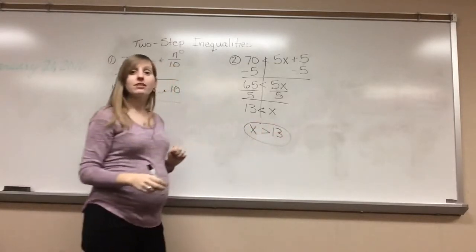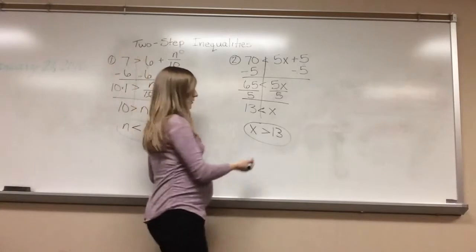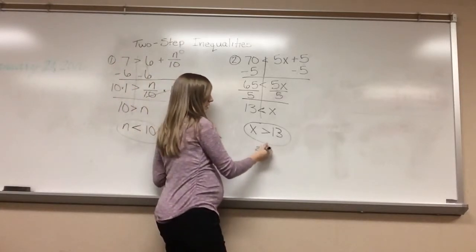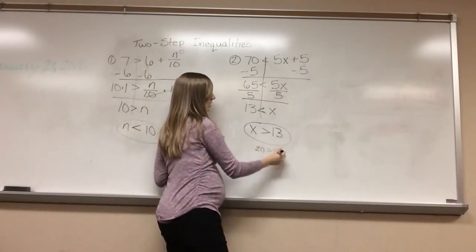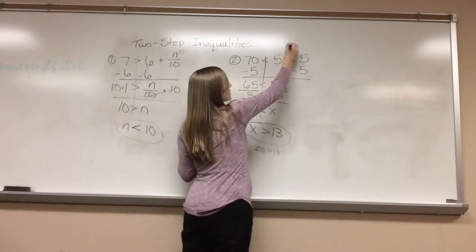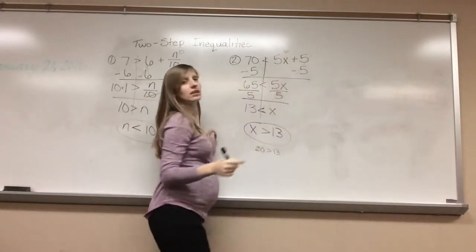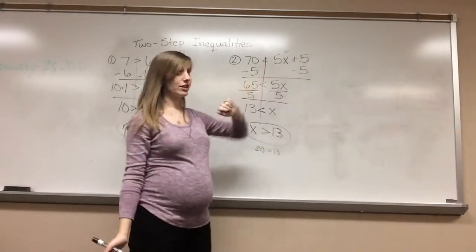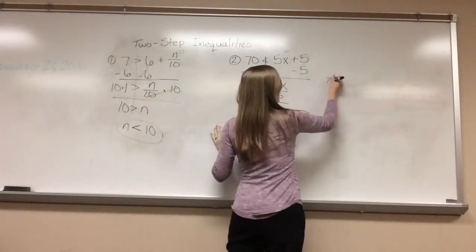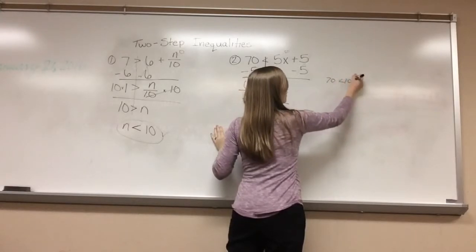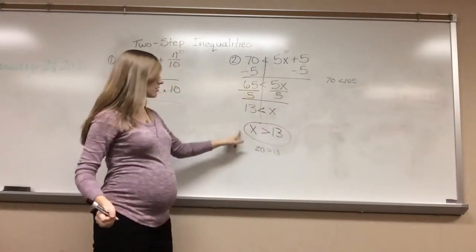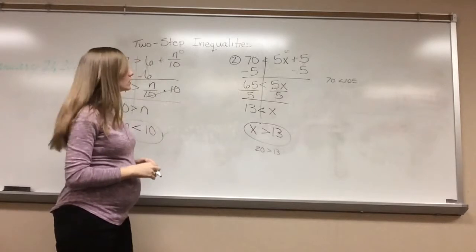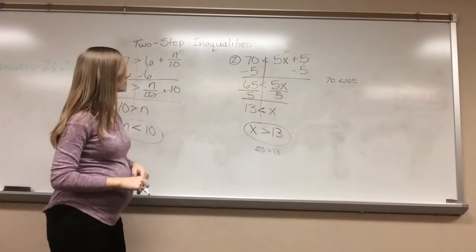Thinking of a number bigger than 13 that's easy to work with, I would probably pick 20 because 20 is bigger than 13. So if I put 20 in here, 5 times 20 is 100, and 100 plus 5 is 105. 70 is less than 105 is a true statement, so this inequality is fine. Okay, my sign is correct.